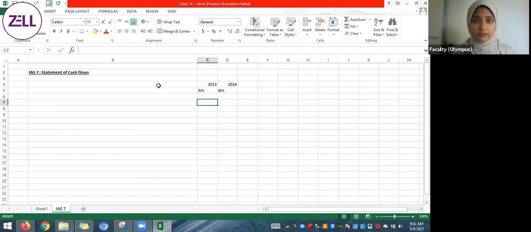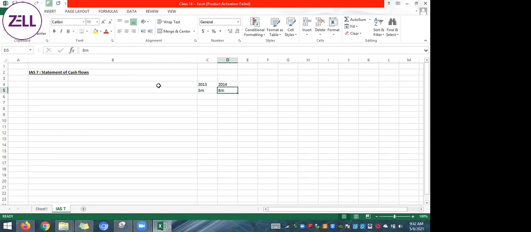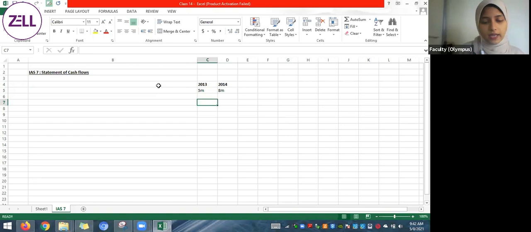Just by comparing 5 million and 8 million, I can't say that the company has good cash generating capacity. Why? Any idea why I can't be sure of this? This may not necessarily be revenue generated, but maybe it has come from some kind of one-off event. See, if from 5 million to 8 million, that 3 million increase is from doing my core business, by making profit, and this is my cash profit, then yes, of course, it's good. It's a healthy thing.